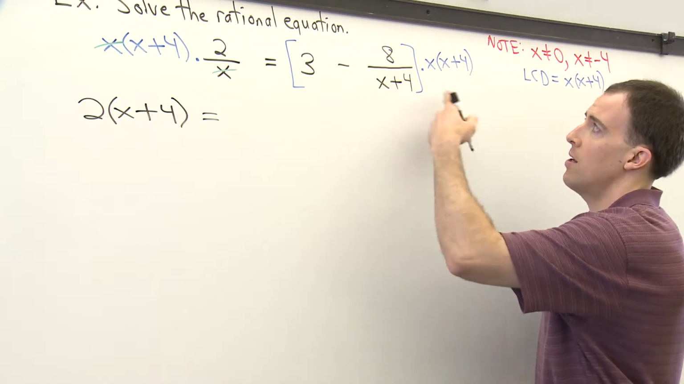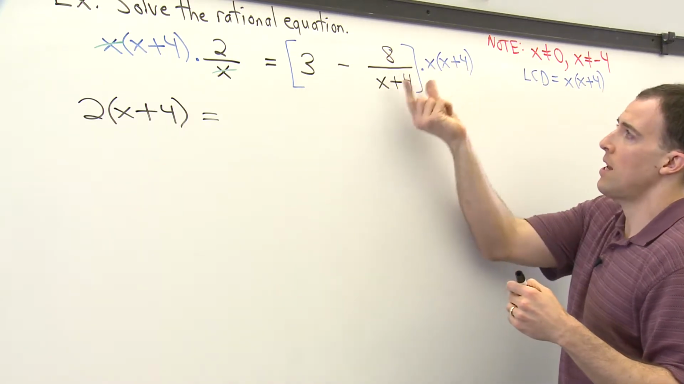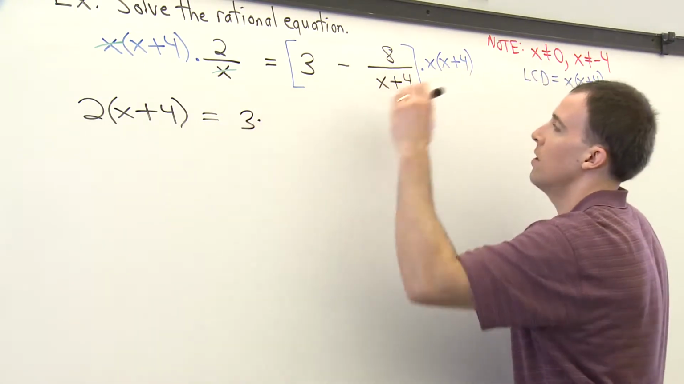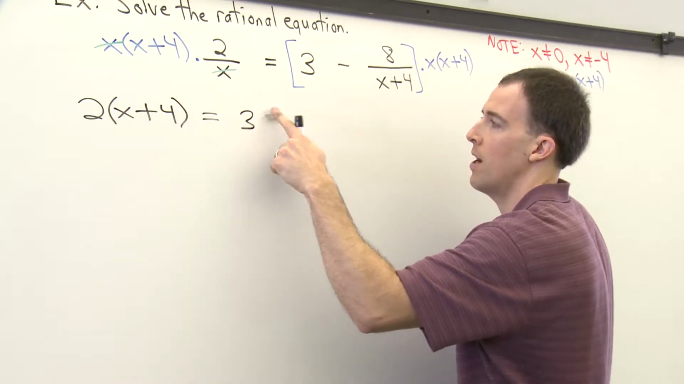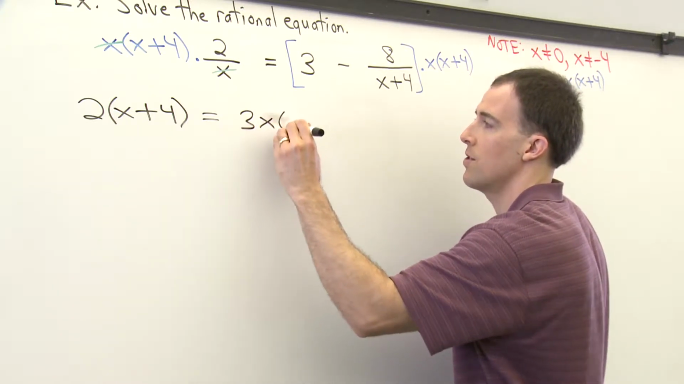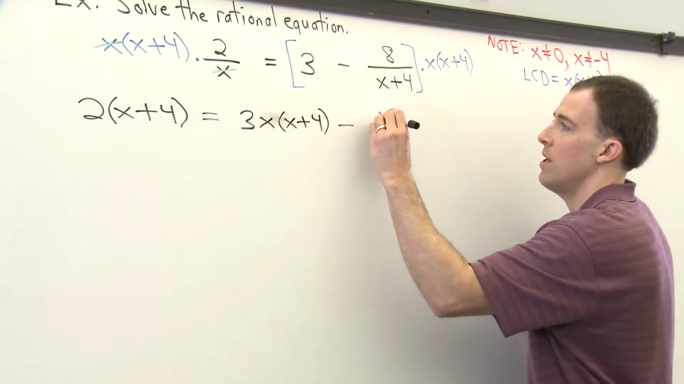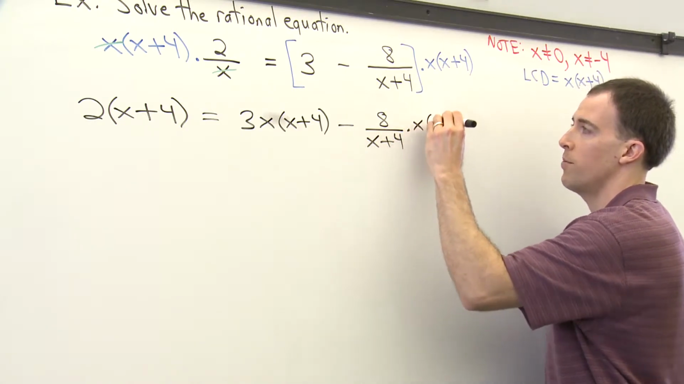On the right side, we've got to distribute the x times x plus 4 to the 3 and to the 8 over x plus 4 term. So it's going to be 3 times x times x plus 4, and there's really no need to write the times dot there, so I'm just going to write 3x times x plus 4, and then minus 8 over x plus 4 times x plus 4.